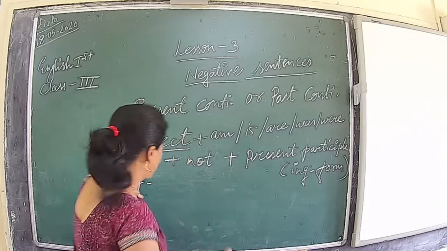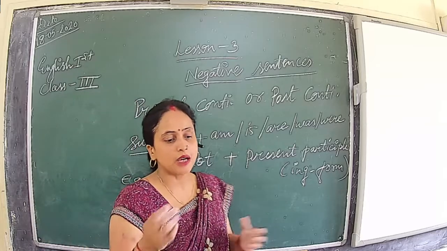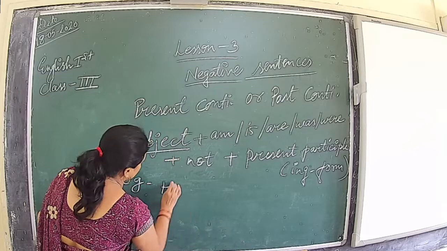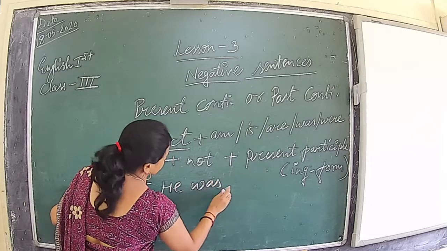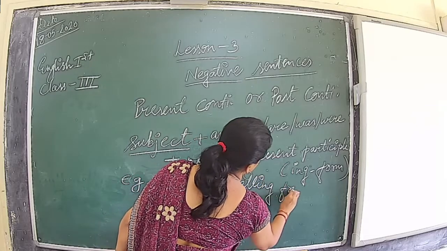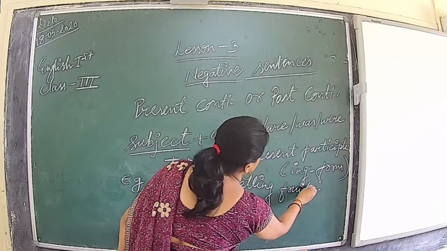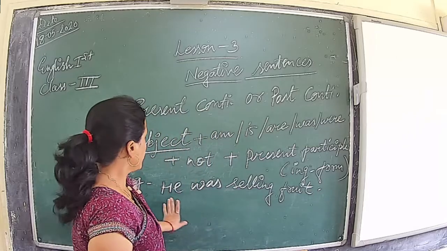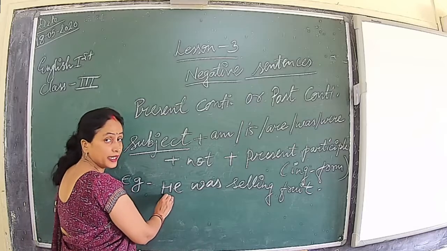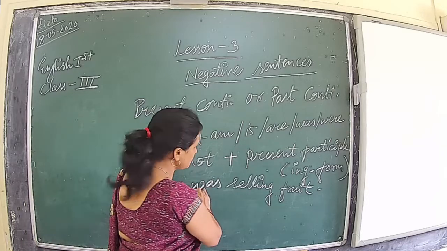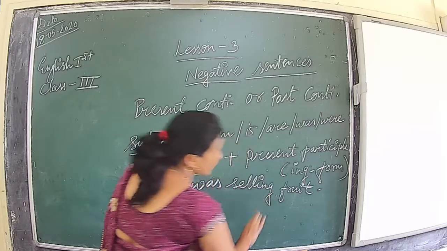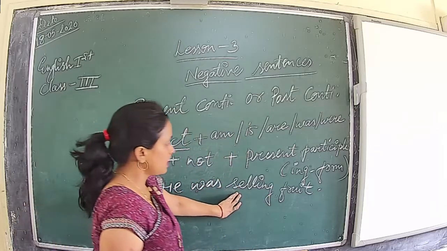How will we form it? Now, past continuous tense. One example is: He was selling fruit. Clear? He was selling fruit. So what is the subject here? He. This is the helping verb, was. And what is selling? It is the ing form of the verb, isn't it?